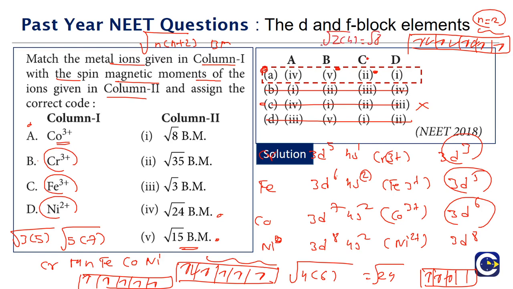Root 8. So the nickel 2 plus, what is the value? Root 8. So nickel 2 plus D must be matched to what? It must be matched to 1. So the correct answer for this is option A.